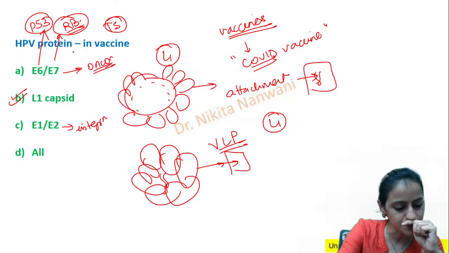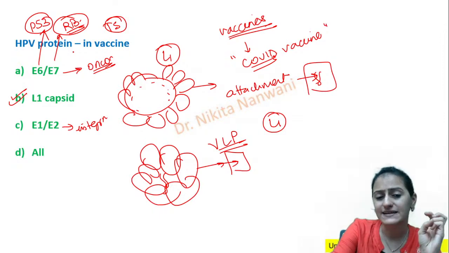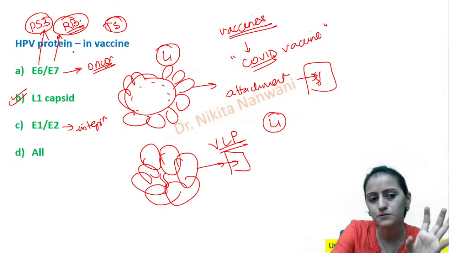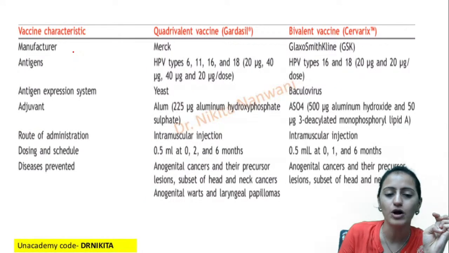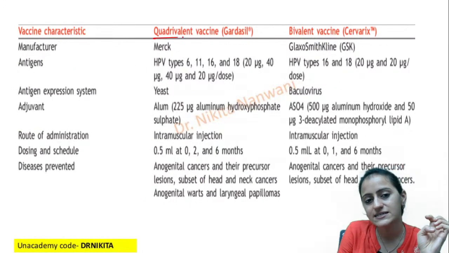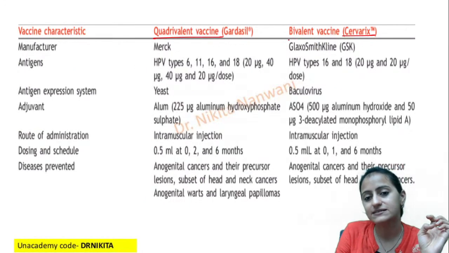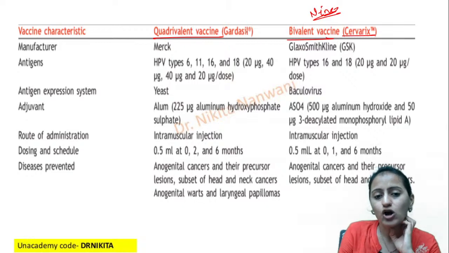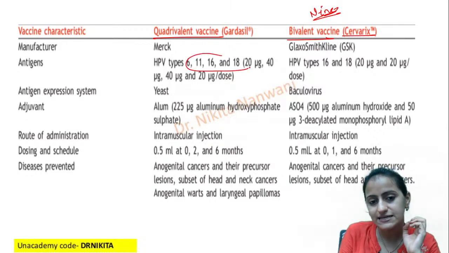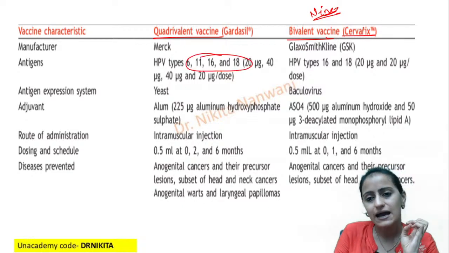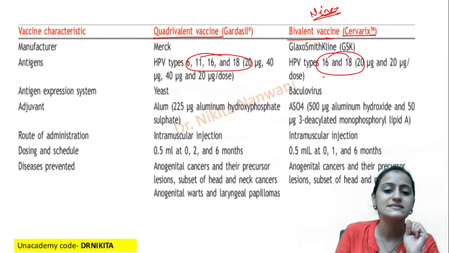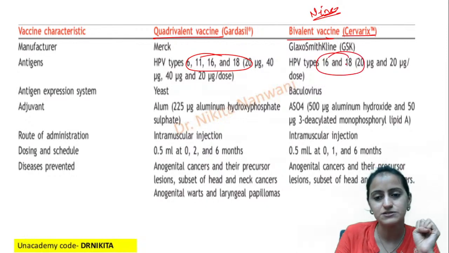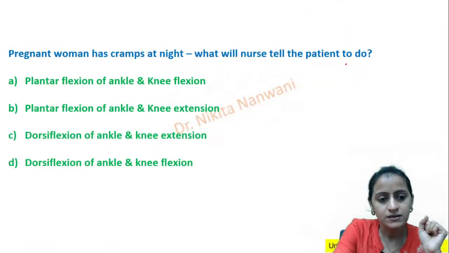Okay, that is what is your HPV vaccine. So HPV vaccine, definitely read it before going for your exam. Very, very important. Your Gardasil is quadrivalent, Cervarix is bivalent, and now we also have a 9-valent vaccine that we can use. Which types are in quadrivalent? 6, 11, 16, 18, and bivalent is only 16 and 18. Okay, bivalent is only 16 and 18.